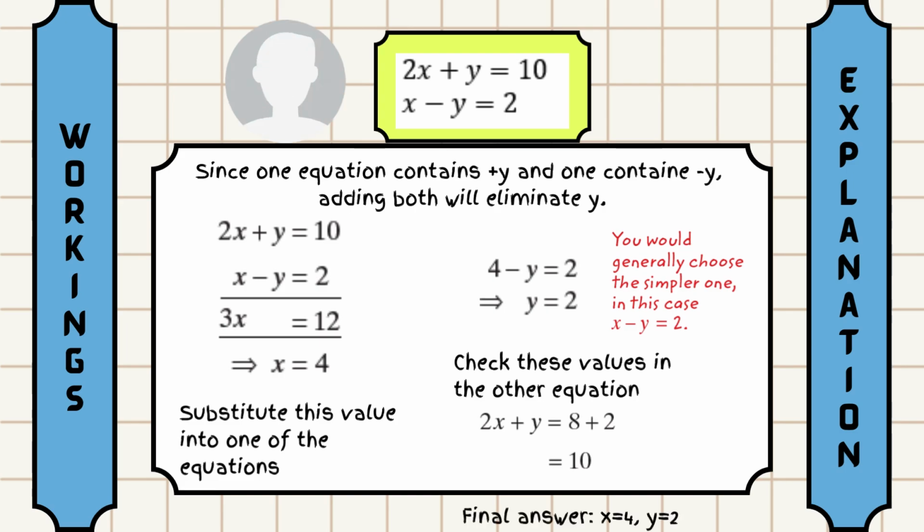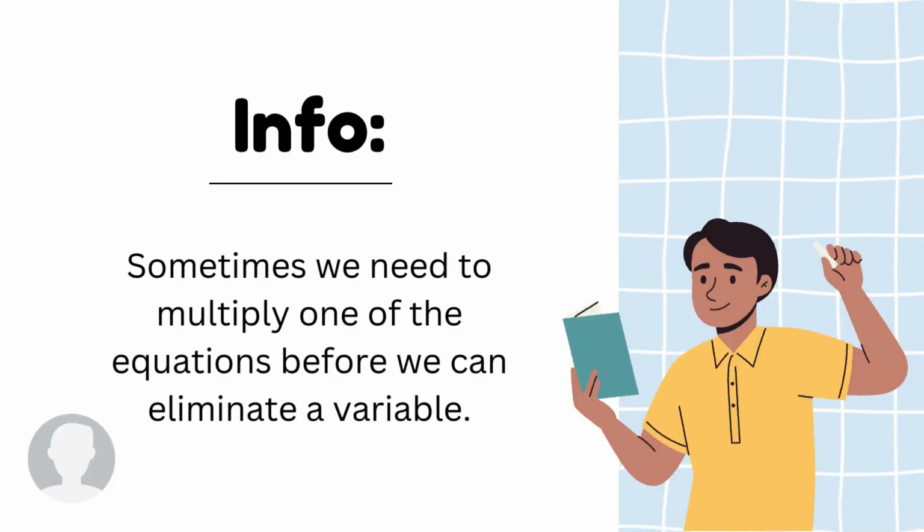Okay, so since the equation is already balanced, it is confirmed that the final answer is x equals 4 and y equals 2. Next level. Sometimes we need to multiply one of the equations before we can eliminate a variable.